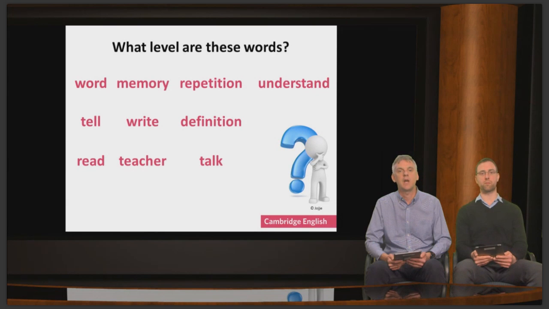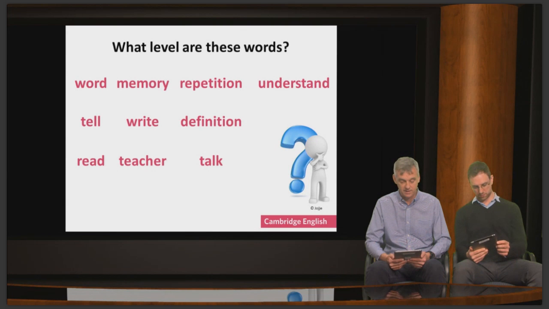Have a look and pick out the 3 words that aren't at Cambridge English Starters level. Type these words into the chat box. Here's the question again. Which 3 words would not be found on the Cambridge English Starters word list? Word, memory, repetition, understand, tell, write, definition, read, teacher, talk.